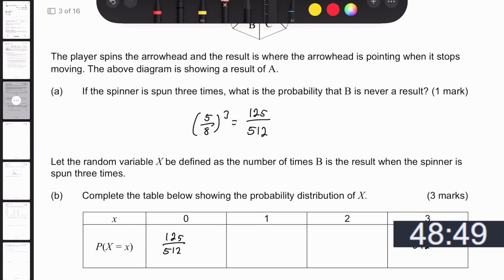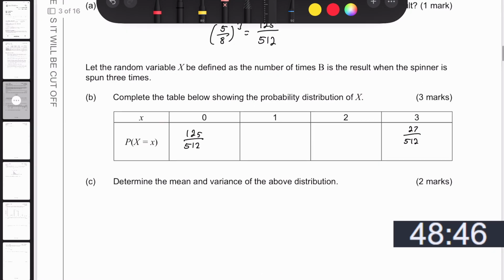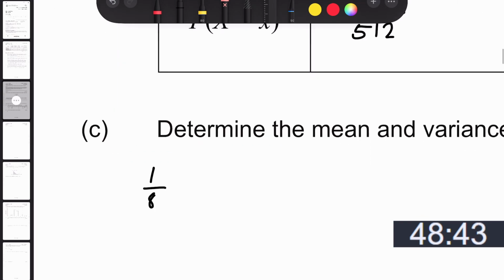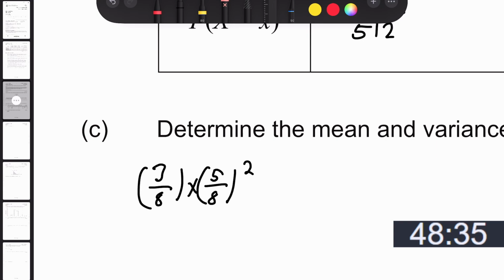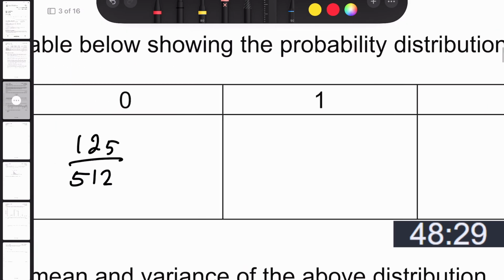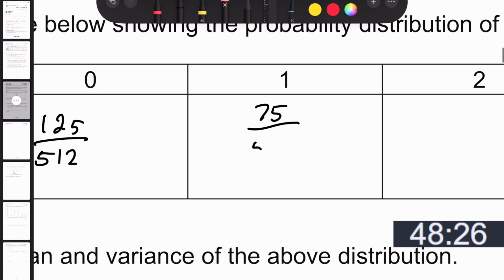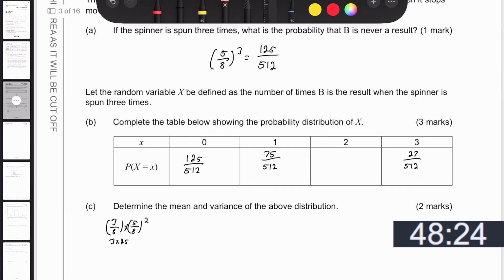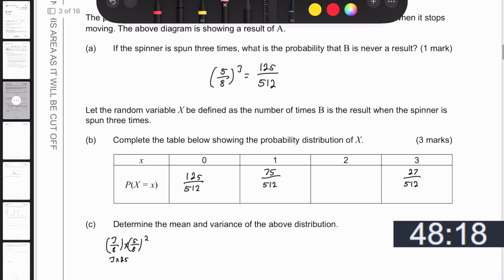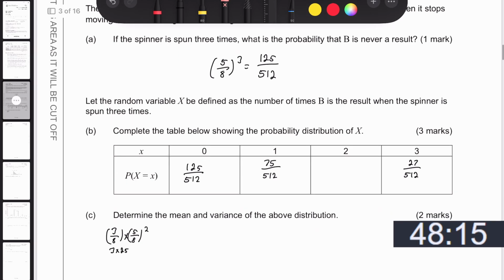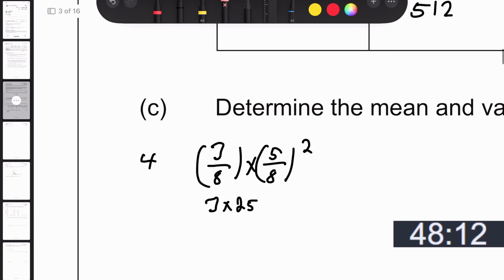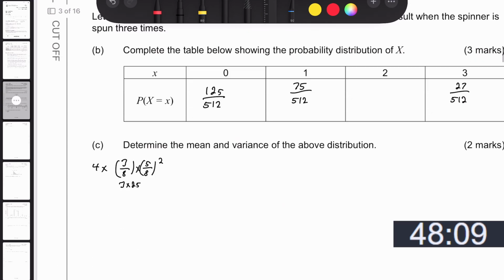If it's spun once, then we're going to have, why is there like no working space? We're going to have 1 over 8, no sorry, 3 over 8 times 5 over 8 to the power of 2. So 3 times 25 over 512, so 75 over 512. Am I doing this right? Oh, and it could be any of them, right? Or any 3 of them, I mean.